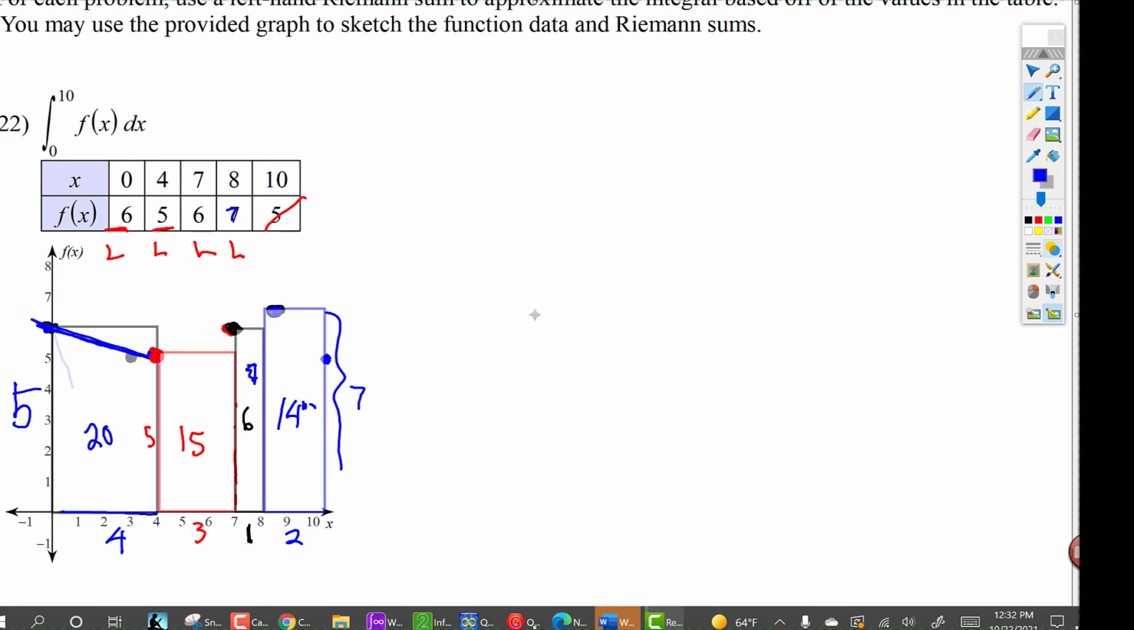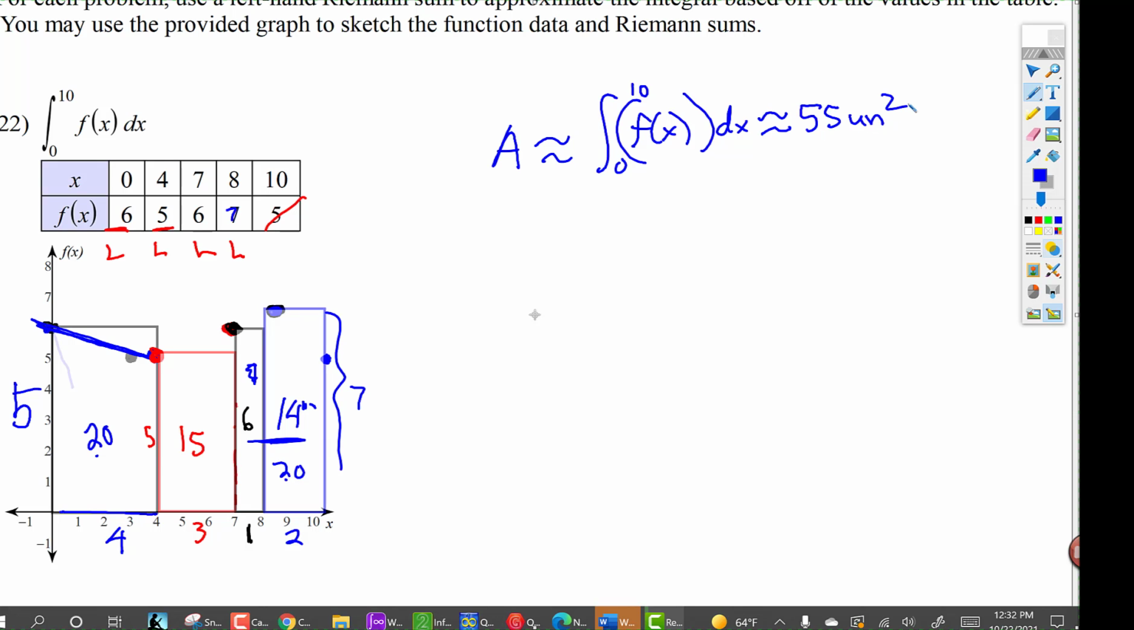So now when you say area approximates the integral from 0 to 10 of f of x dx, well, now we just add these together. 6 and 14 is 20. 20 plus 20 is 40. 40 plus 15 is 55 units squared. So that is how you would use the left-handed rectangles, and then you'd have to pay attention to the right-handed.